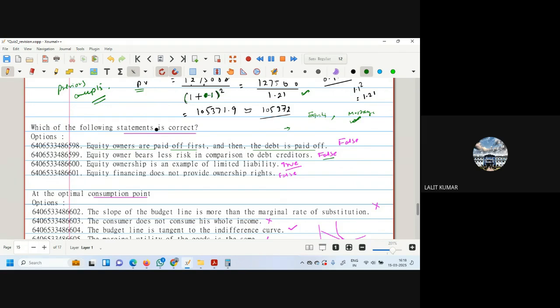Equity ownership is an example of limited liability. This is true because, for example, he has started a business of 1 lakh by investing just 5,000 and taking a loan of 95,000. So he is reducing his liability. Equity financing does not provide ownership rights. This is also false. He has got ownership in percentage.